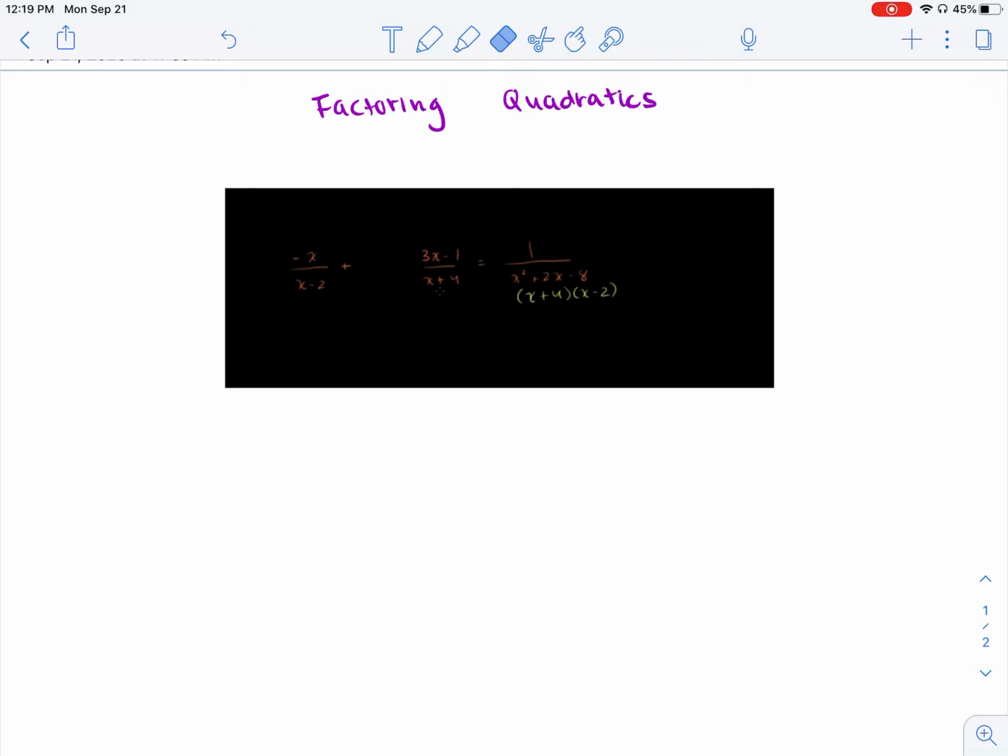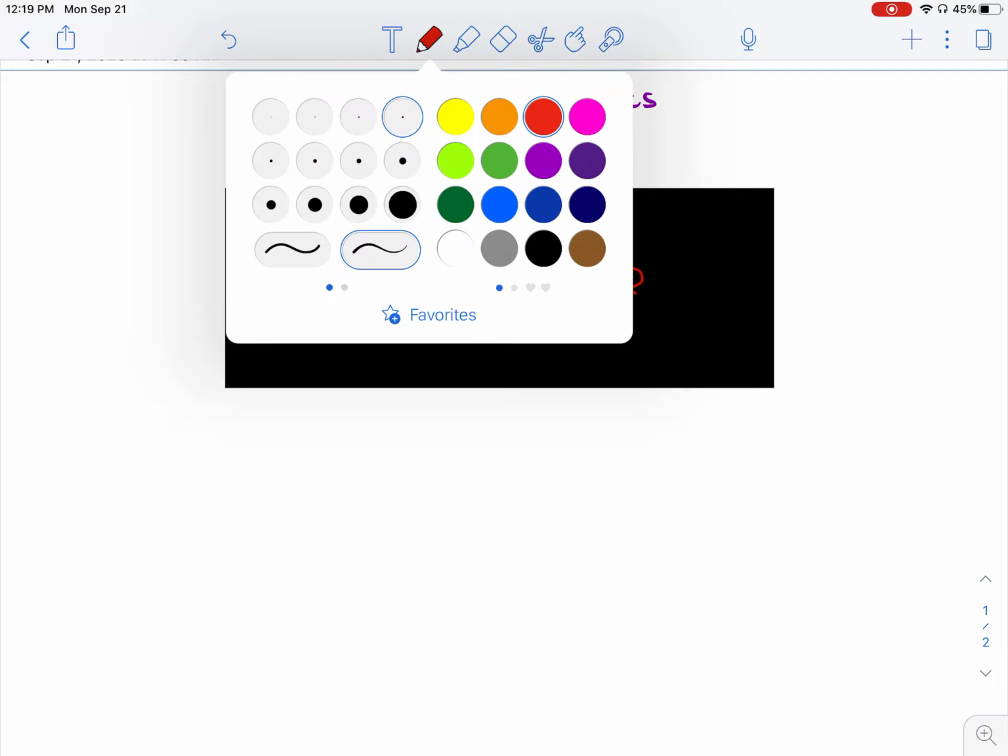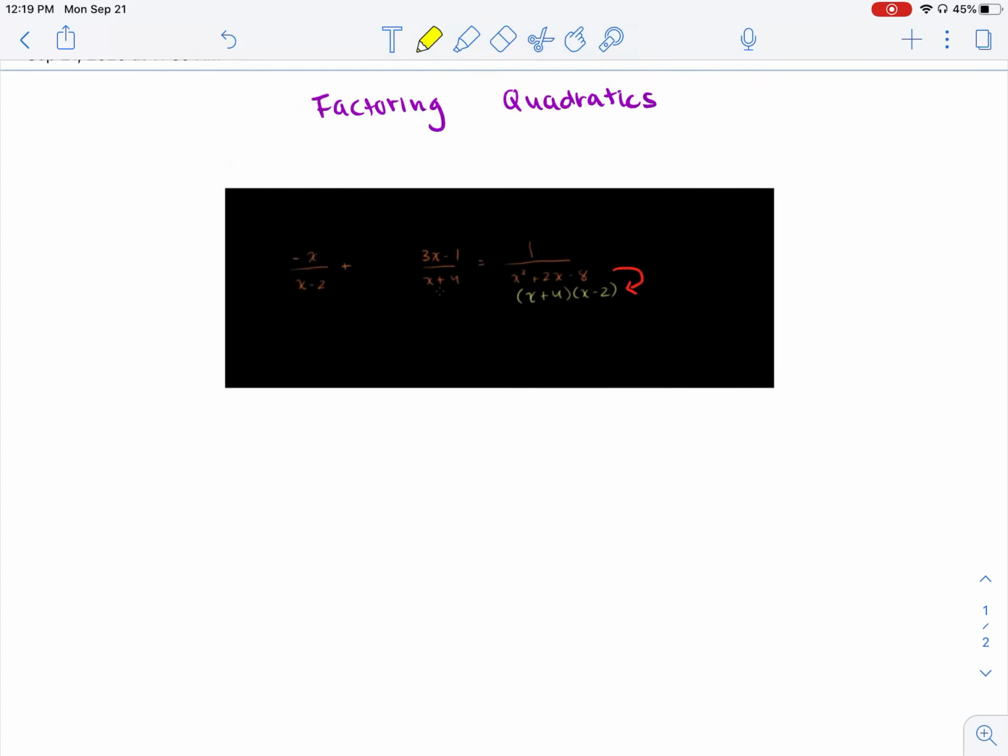Here's a video on factoring quadratics. So let me first explain what we're doing here. Here is a screenshot from Edgenuity, and you'll notice that they go from this orange to this yellow. So there's a regular quadratic and they factor. What we're actually familiar with is going the other way around.